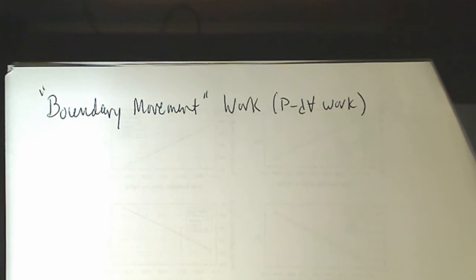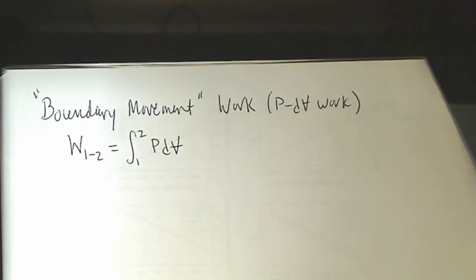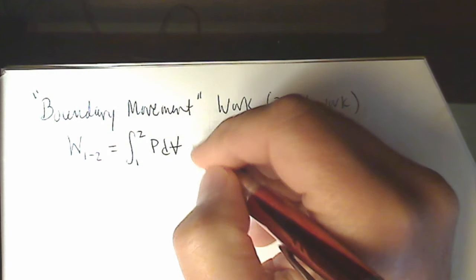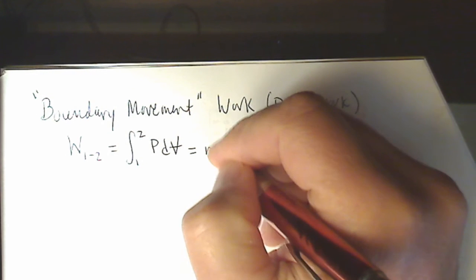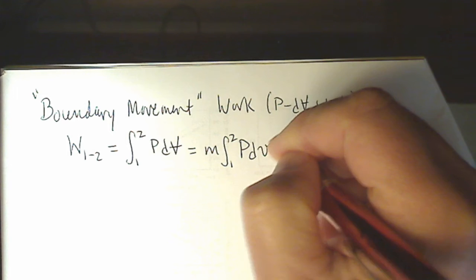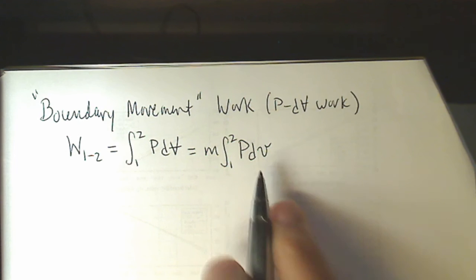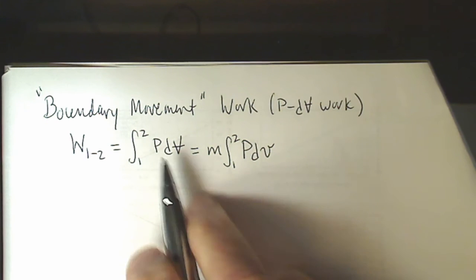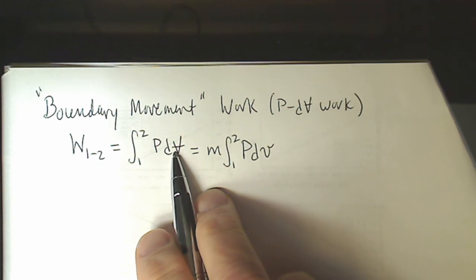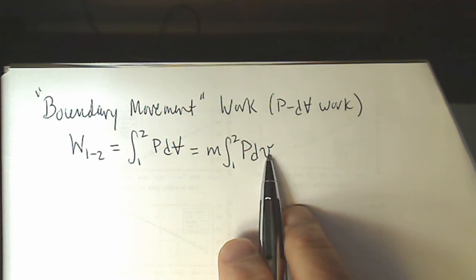Because what we're talking about is that work is the integral of P dV. And for many systems, all of the closed systems that we'll look at, we can really consider this as P d little v, where little v is specific volume. So work is the integral of P d volume, but we can also consider that as the mass in the system times the integral of P d specific volume.